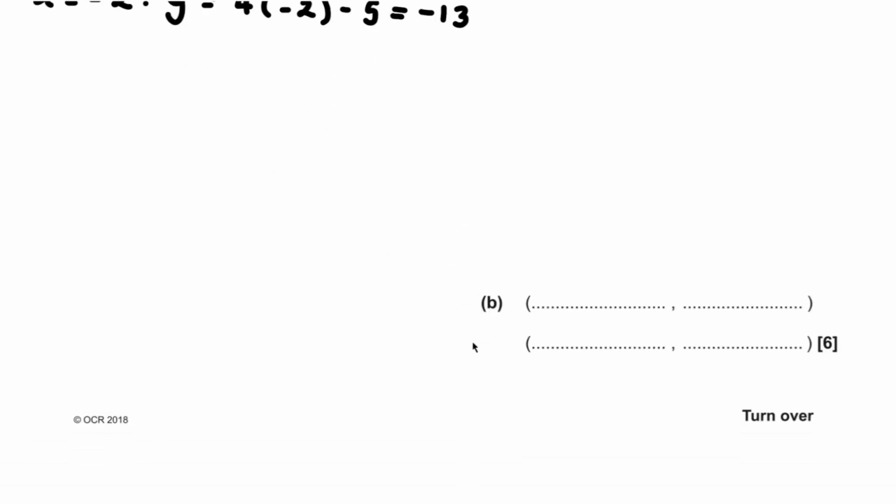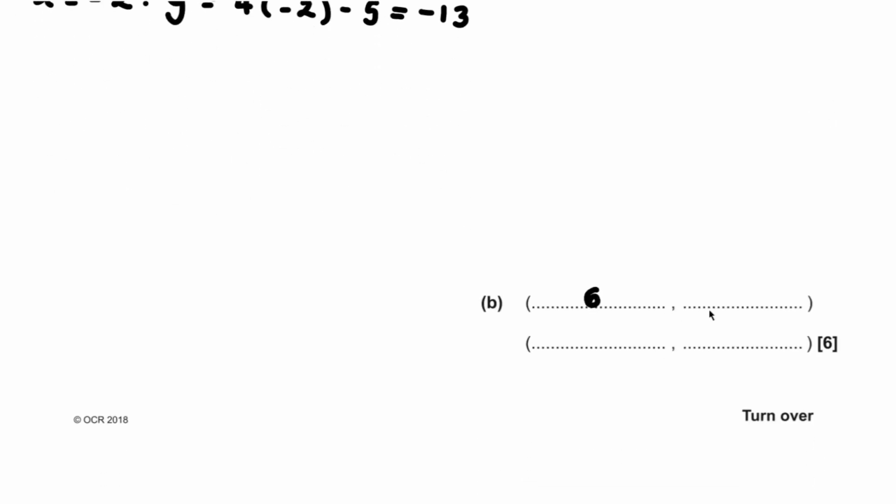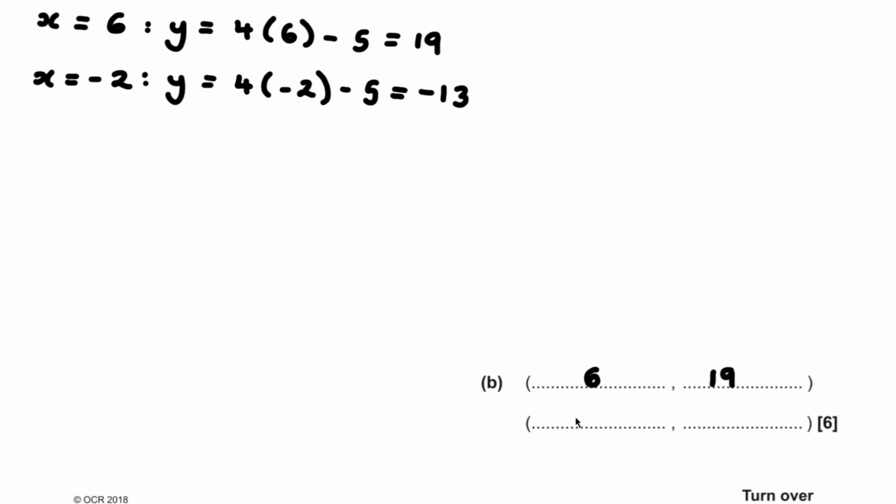So, for our coordinates, we've got 6, 19, and then we've got minus 2, minus 13.